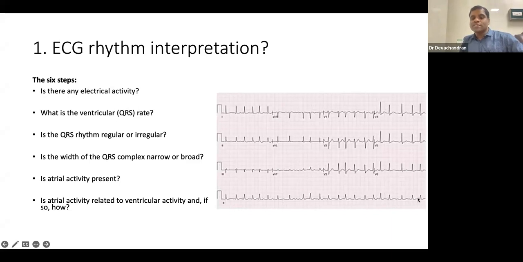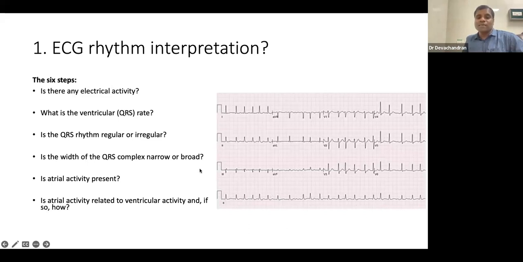The bottom one is the rhythm strip, taken for 10 seconds. 1, 2, 3, 4, 5, 6, 7, 8, 10, 12, 14, 17, 22, multiplied by 6. So 10 seconds multiplied by 6 is 1 minute. 22 multiplied by 6 is about 132. So the ventricular rate is 132. It is tachycardia. Is the QRS rhythm regular or irregular? It's irregular because between the two QRS, the number of big squares is not fixed.